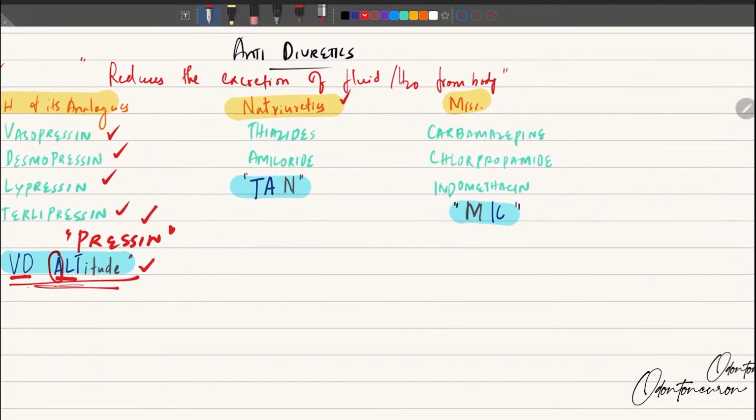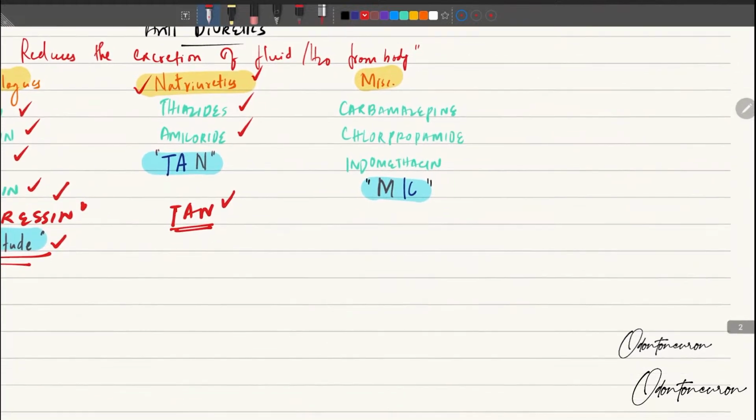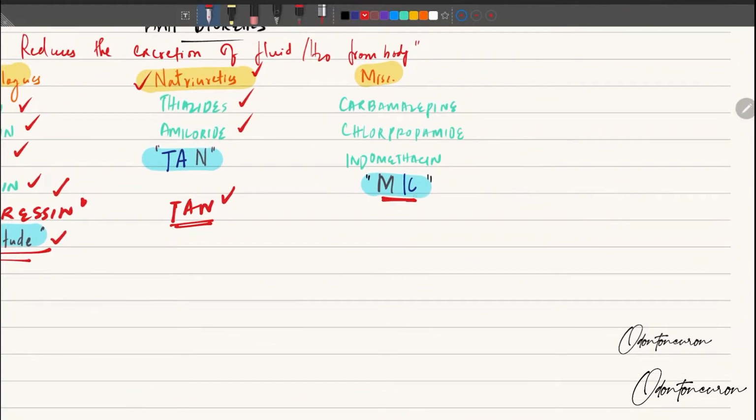Next is natriuretics. The best mnemonic is TAN. We are very much concerned, as summer is going to come, and we are also very much concerned about tanning. So tanning: T is for thiazide and A is for amiloride, and N is for natriuretics.